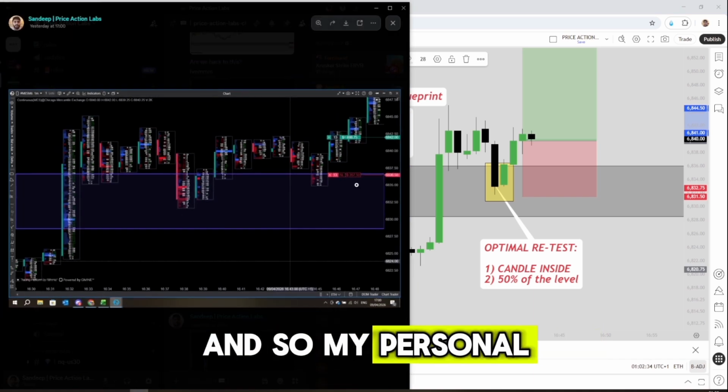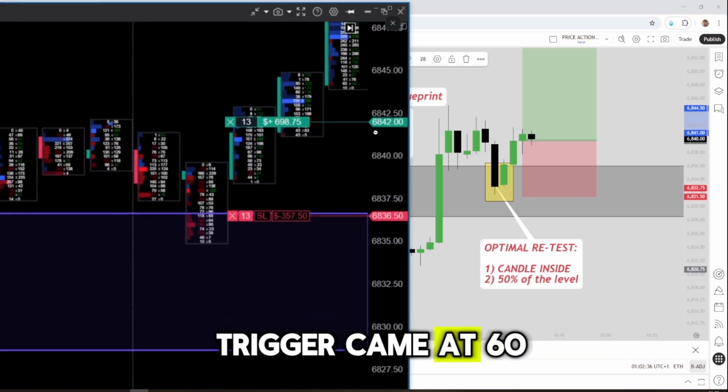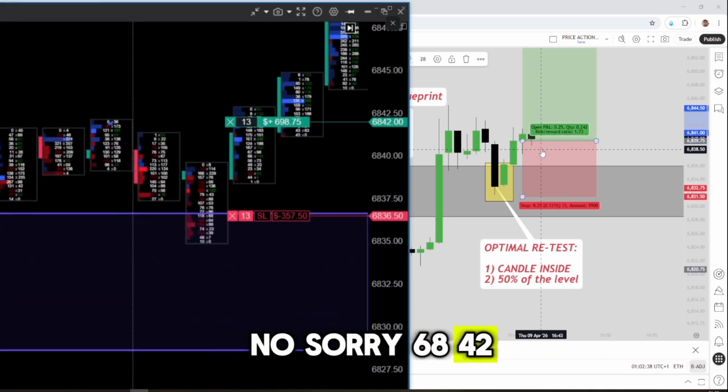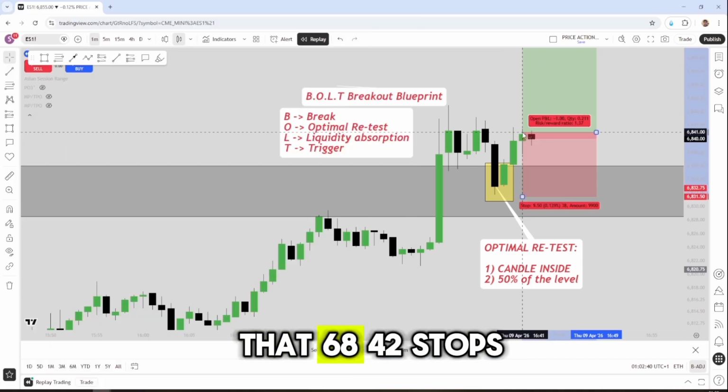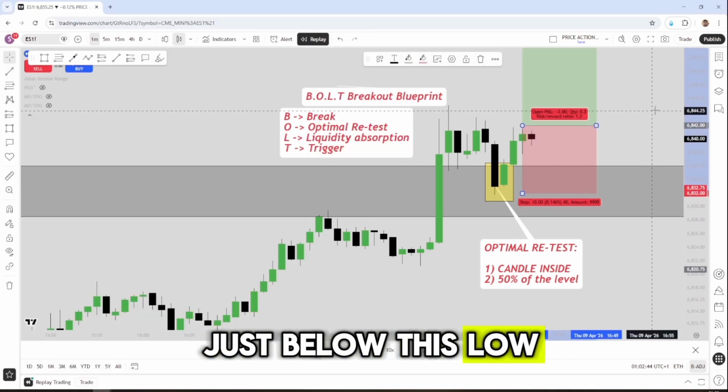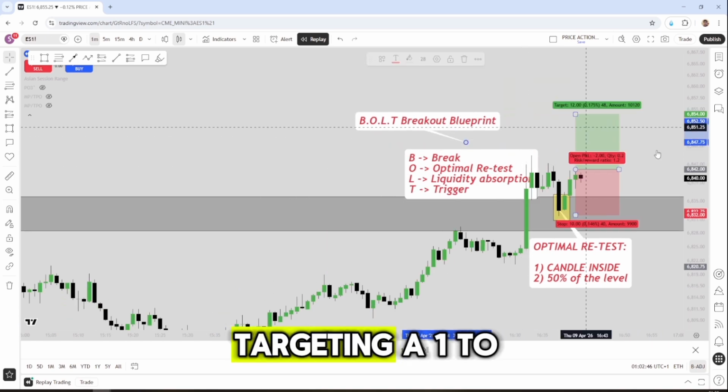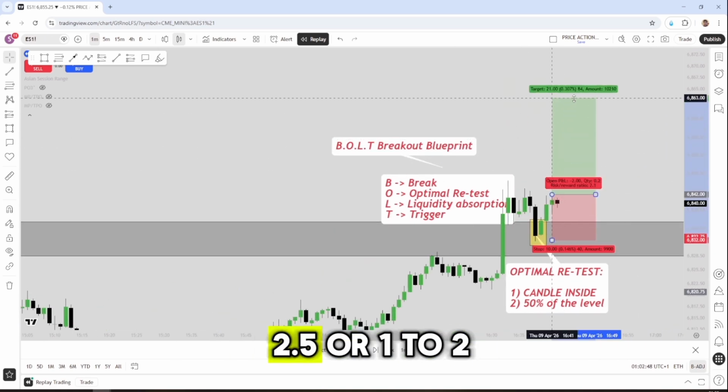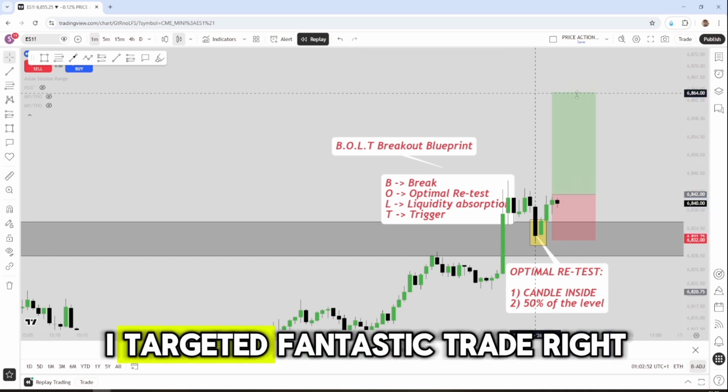And so my personal trigger came at 68.42. So let's just label that 68.42. Stops just below this low over here, targeting a 1 to 2.5 or 1 to 2. For me, it's about a 1 to 2 I targeted.